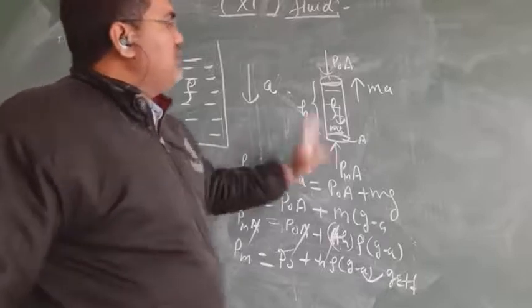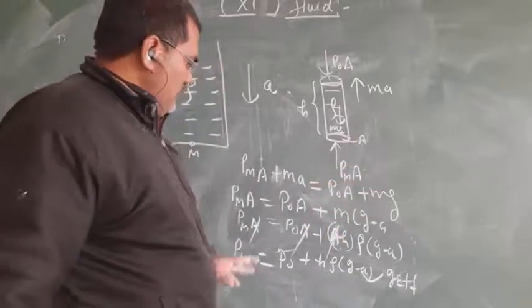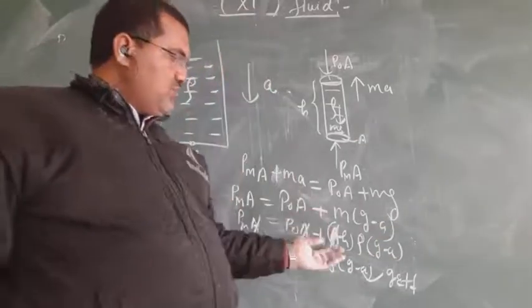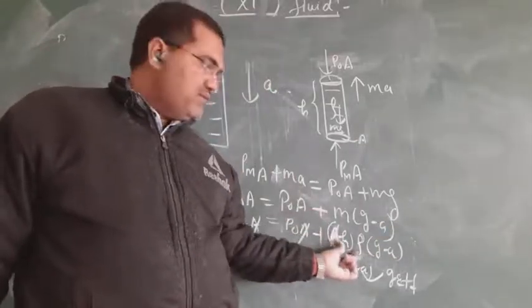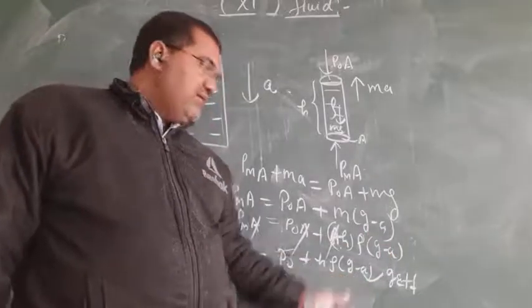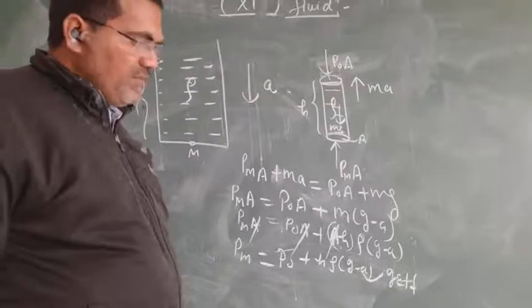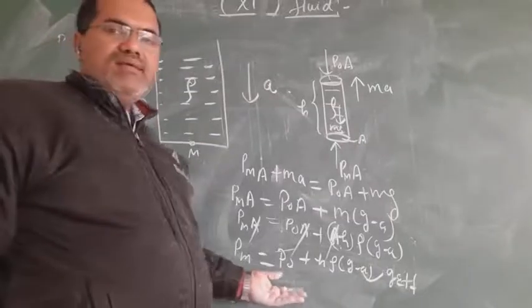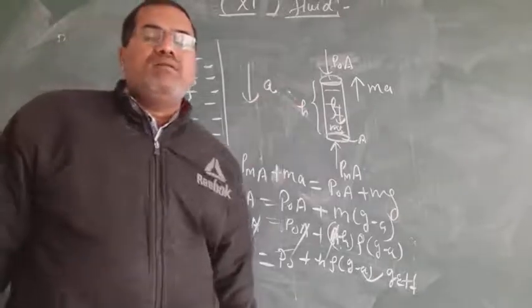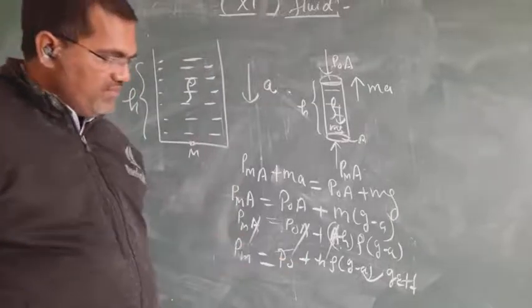So the upward force, P_m A, equals the downward force, P_0 A plus Ma. Writing it in this form, mass equals volume A x times density rho, so P_m equals P_0 plus h rho (g minus a). Here g minus a is the effective g. So if the lift is moving downward, then the pressure is reduced, and when the container is moving in the upward direction, then the pressure at the bottom will be increased.